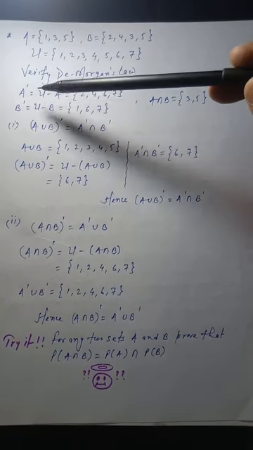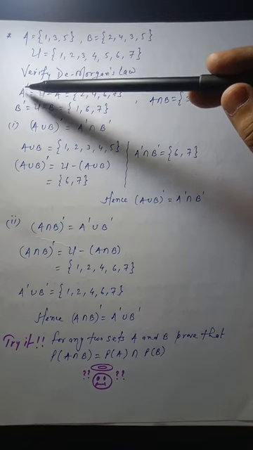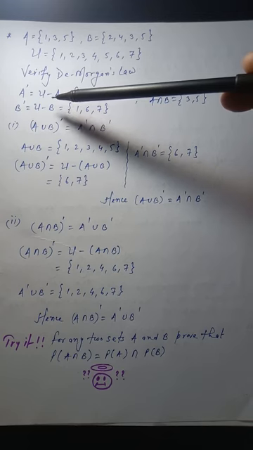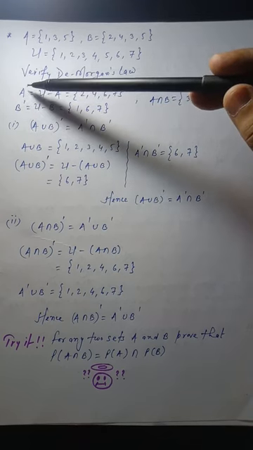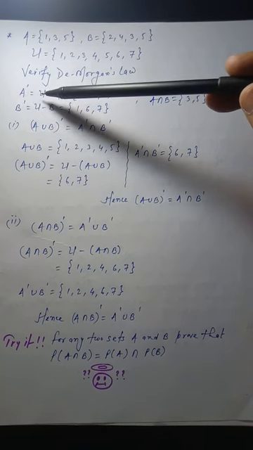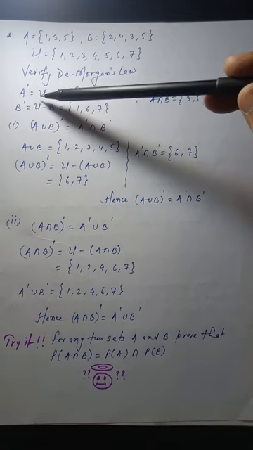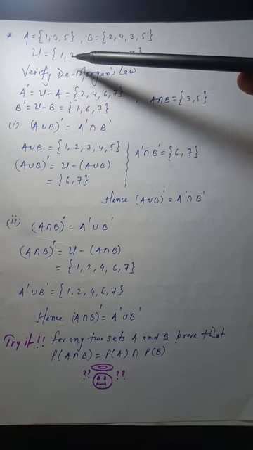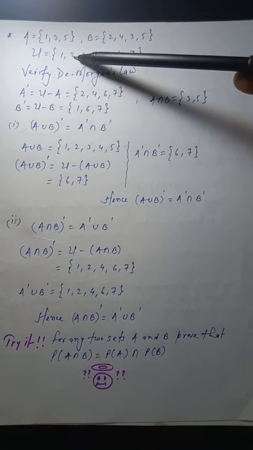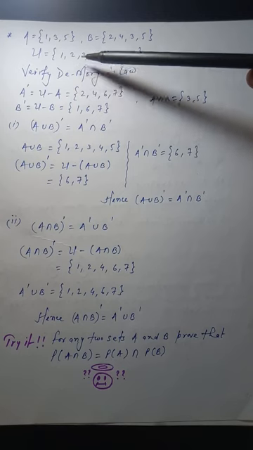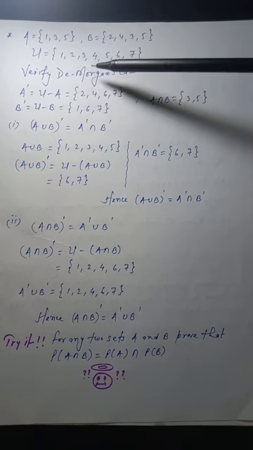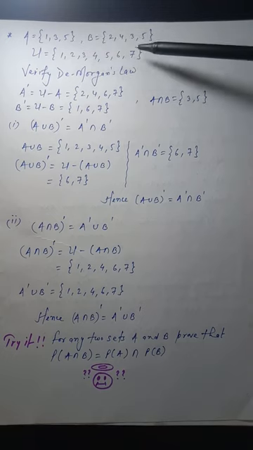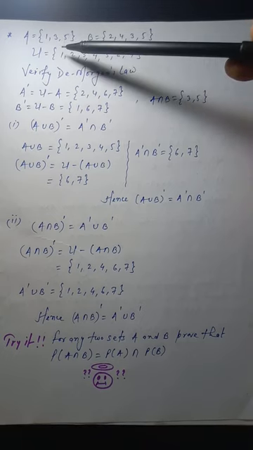So here what will be A dash? A dash means U minus A. I hope you know very well that the complement of a set means difference from the universal set. So this is U minus A. It means take those elements which are present in U but not in A. So just see, this 2 is present in U but not in A, so we will write it. Similarly, 4 is here but 4 is not here, and 6 is here, 6 is not here, and finally 7 is here but 7 is not present in A. So this is A dash.